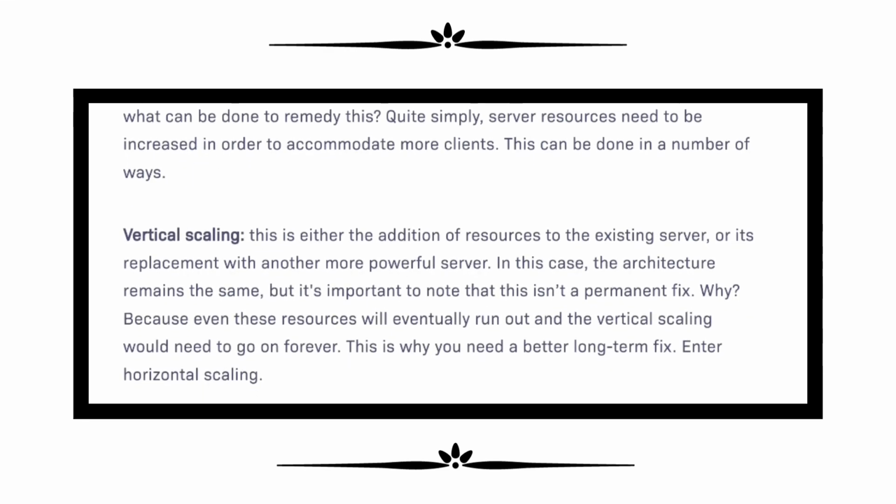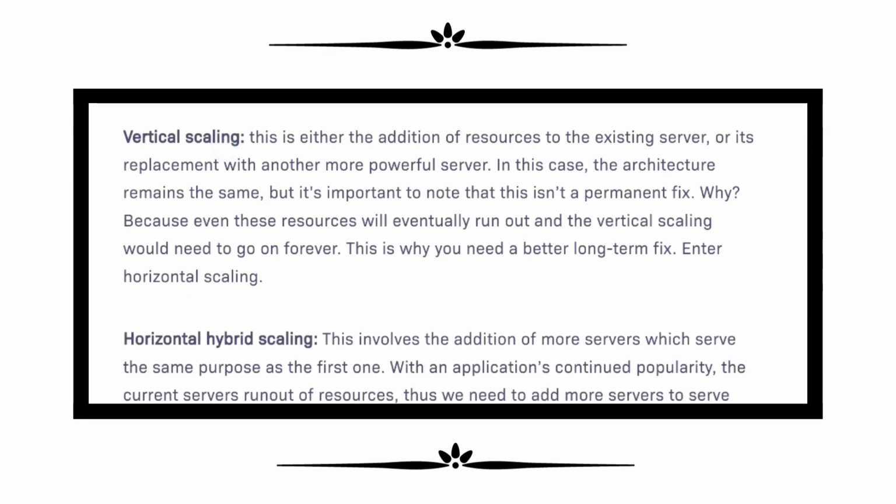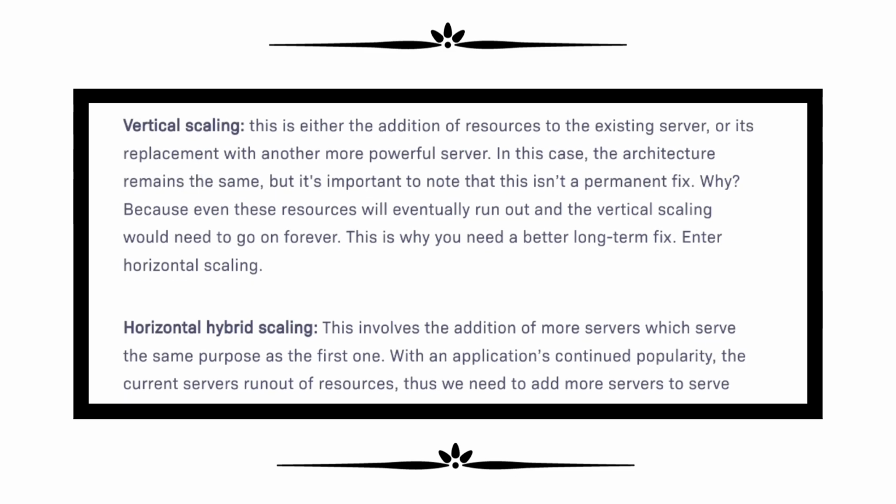Vertical scaling. Vertical scaling is either the addition of resources to the existing server or its replacement with another, more powerful server. In this case, the architecture remains the same, but it's important to note that this is not a permanent fix. Why? Because even these resources will eventually run out and vertical scaling will need to go on forever. This is why you need a better long-term fix. Enter horizontal scaling.